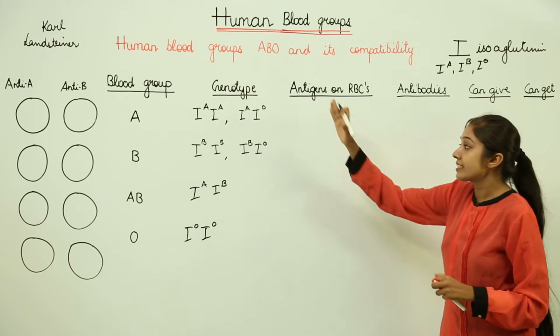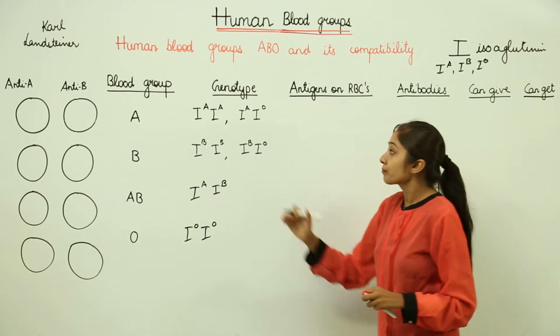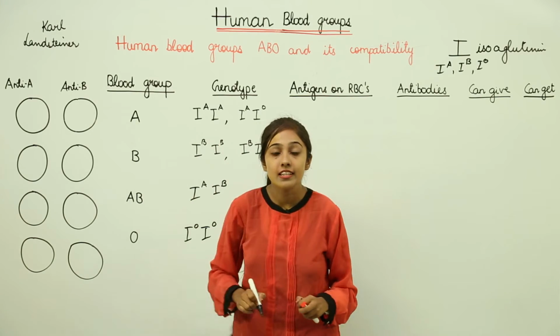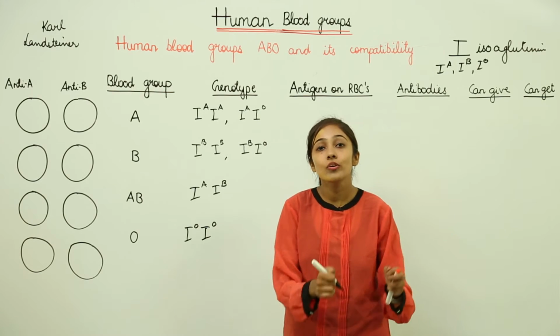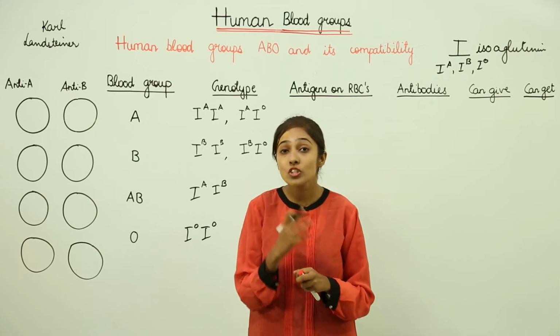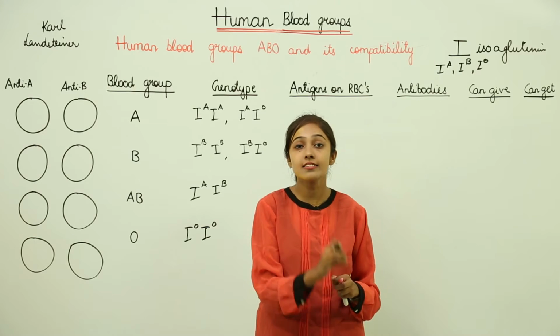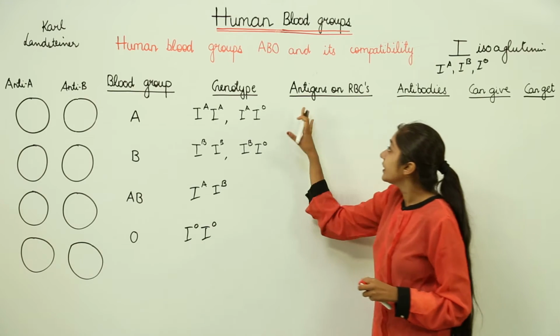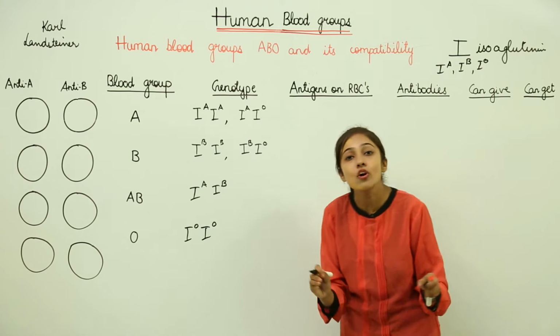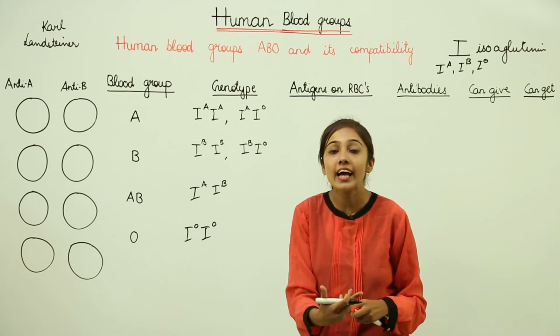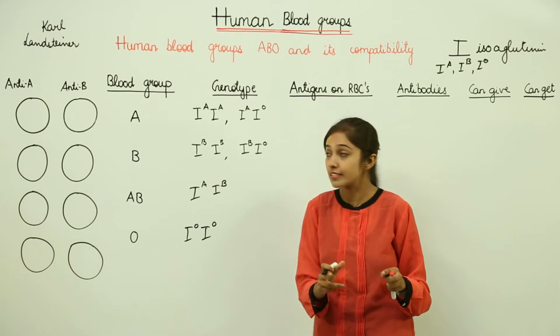Then these alleles are going to form proteins. Those proteins are known as antigens. And these antigens lie on the surface of the RBCs.